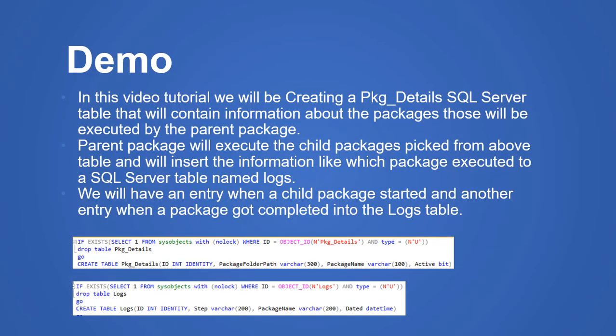In this video tutorial, we will be creating a pkg_details SQL Server table that will contain information about the packages that will be executed by the parent package. It will contain an ID as an identity column, package folder path, package name, and an active flag. So this table will contain all the information about the packages that will be executed by the parent package.